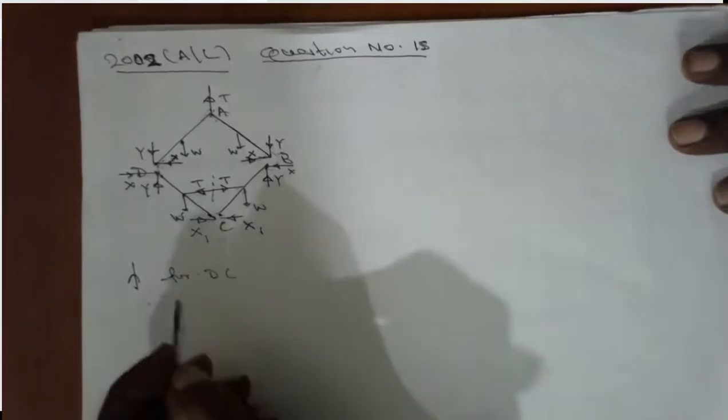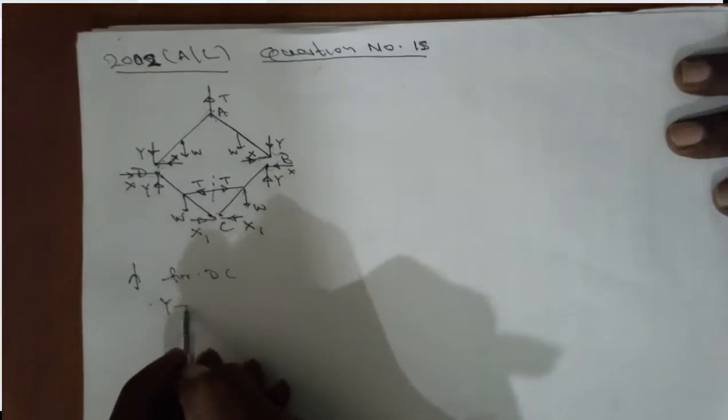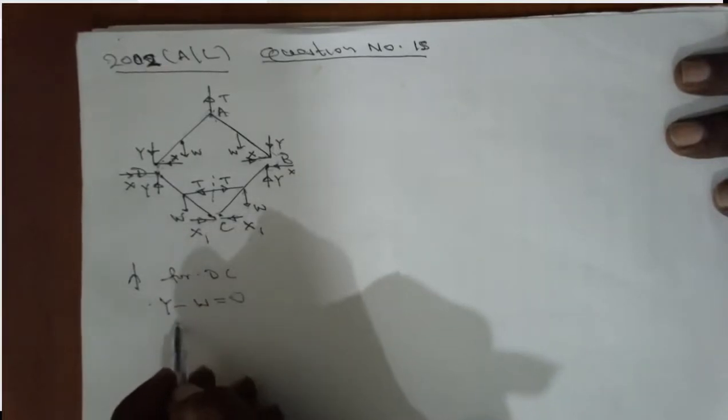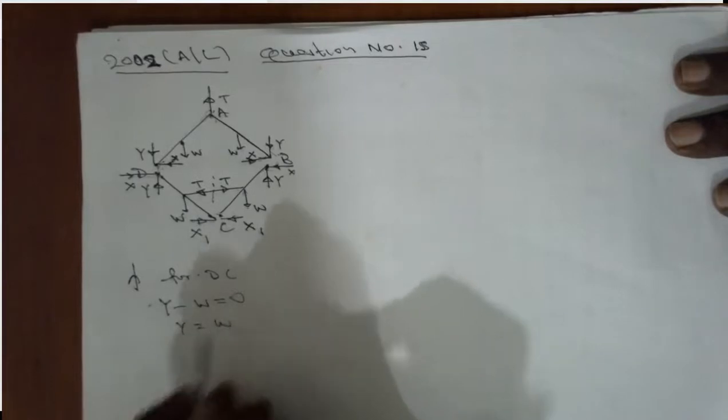So if we resolve vertically, Y minus W equals 0. So Y equals W.